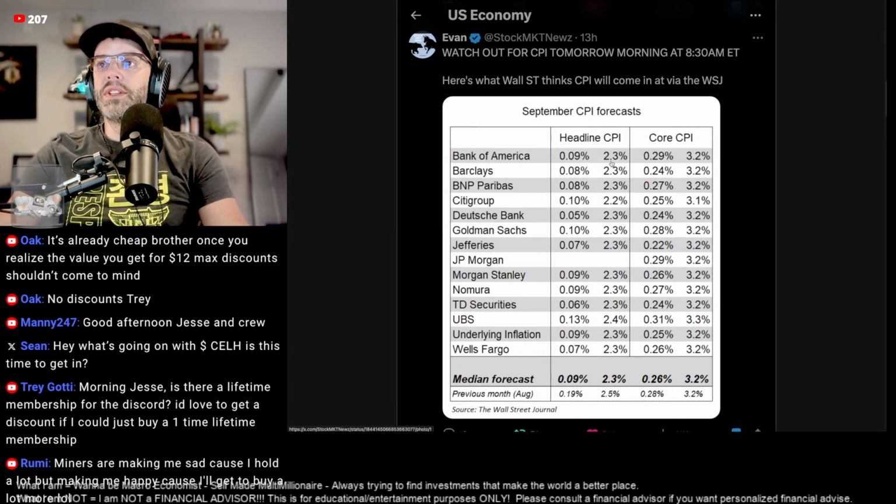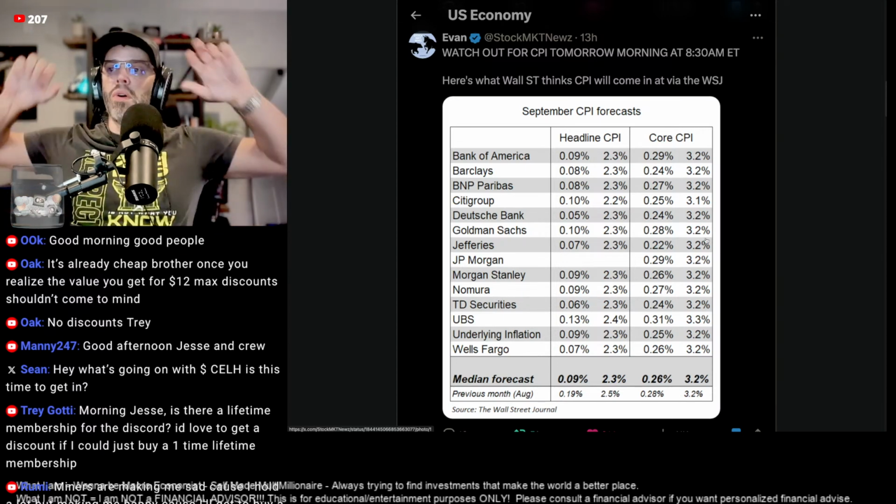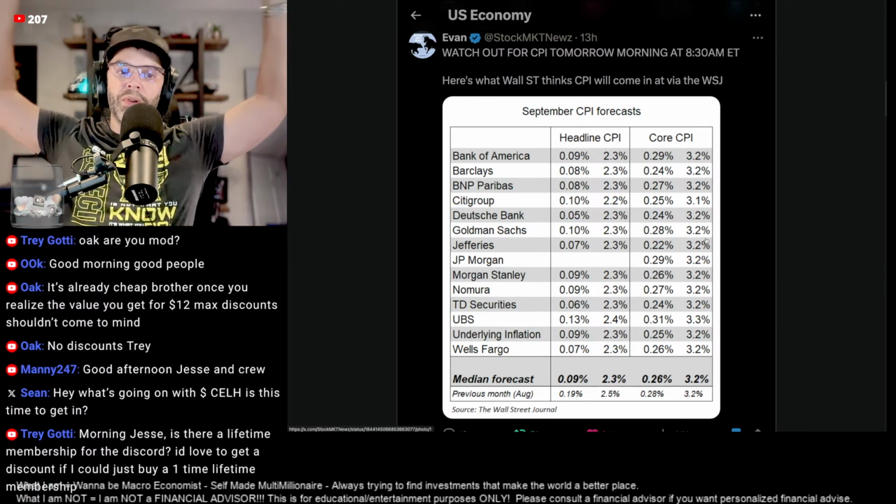So you can see pretty consistently headline CPI of 2.3. I'd say that's consensus, right? Previous month was 2.5. And then core CPI, we've got 3.2 with previous month at 3.2. So core, we're expecting no change. I think that's probably true.